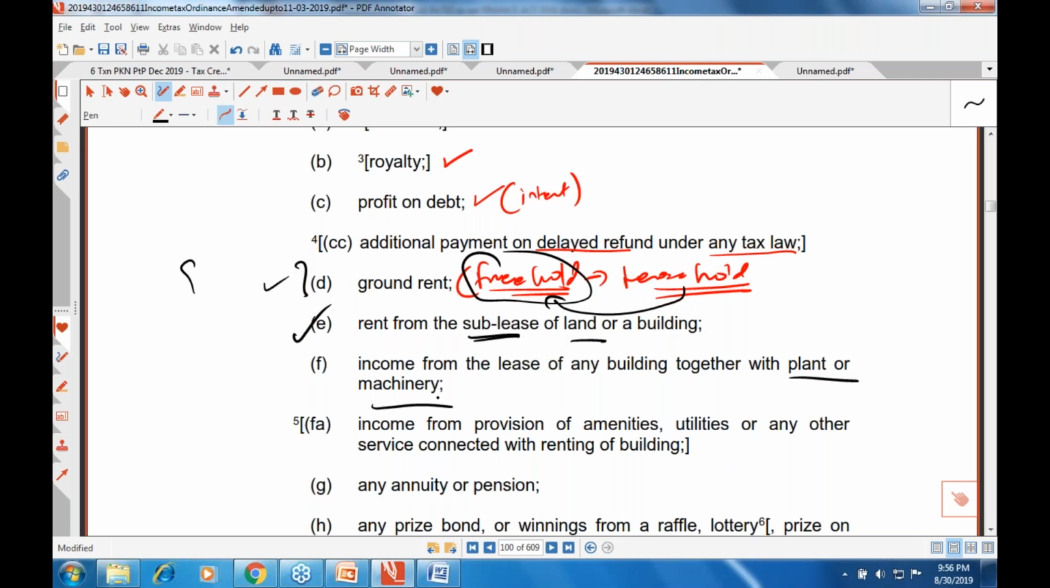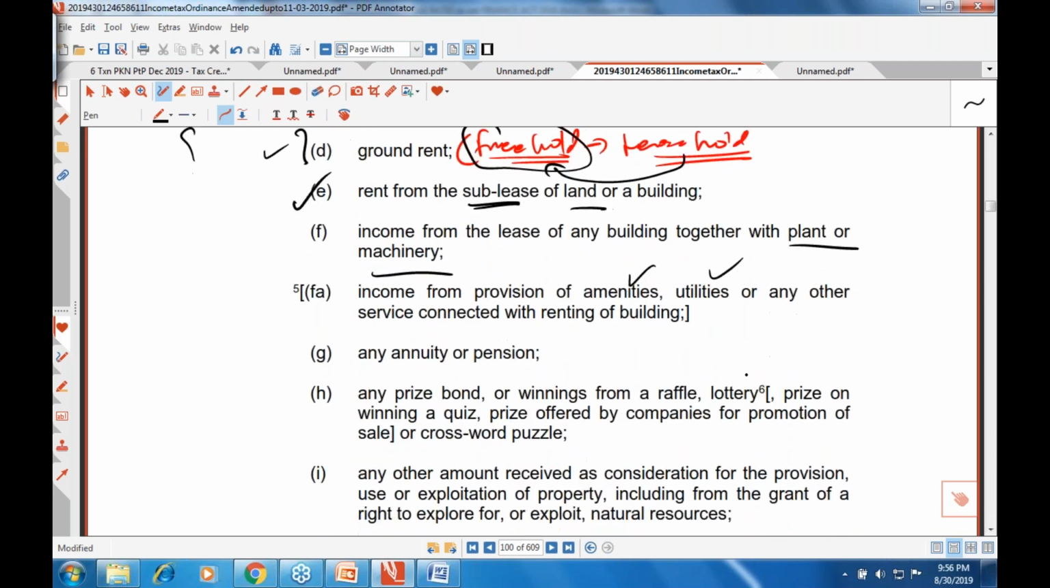Now, what next is there? It says income from provision of amenities, utilities. That's already discussed by us, that the utilities or amenities are all considered to be income from other source. Now, similarly, any annuity or pension. What is this annuity or pension? An annuity is a constant payment that you get over a period of time, and the pension, if it is not from the employment, if it is from some other source, then that is also going to be considered as income from other source.